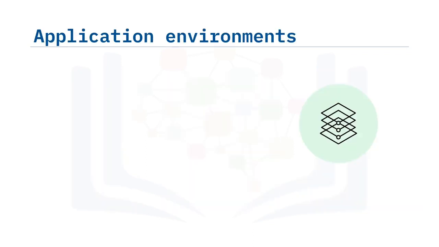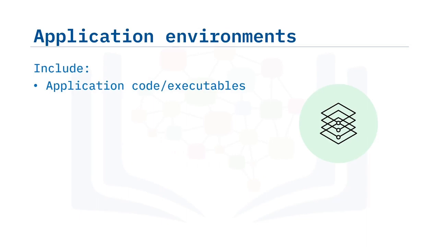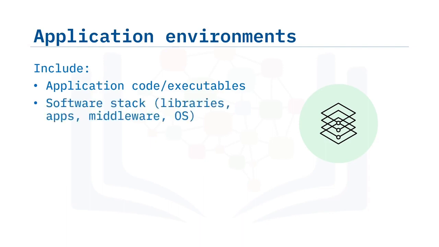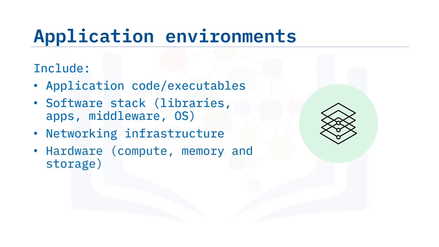An application environment is the combination of the hardware and software resources required to run an application. This includes the application code and/or binary executables for its various components or modules, the software stack it requires for running the application, such as modules and libraries it depends on, third-party applications and middleware, and the operating system. Any networking components and infrastructure, as well as any physical or virtual hardware, including computing or processing resources, memory, and storage. There are a variety of environment types, depending on the application's stage in the life cycle.